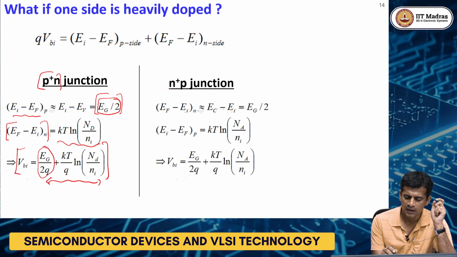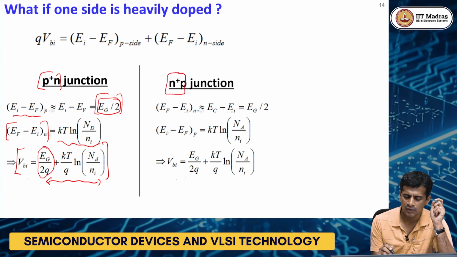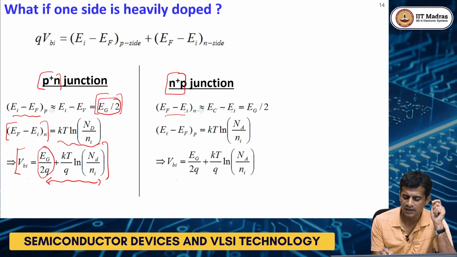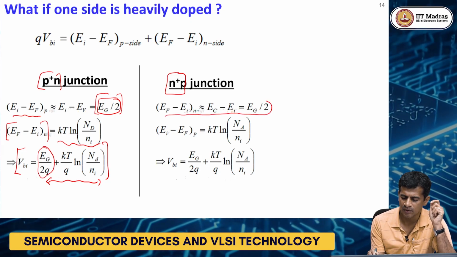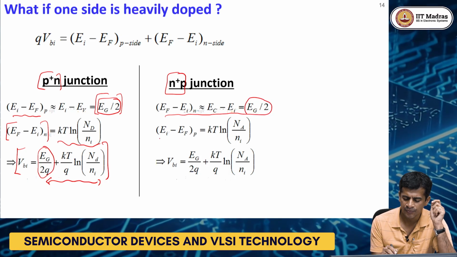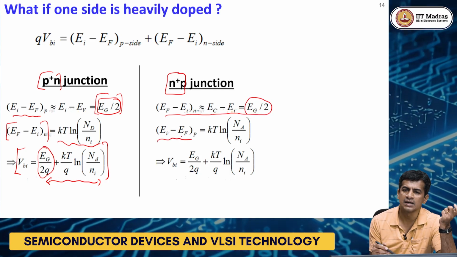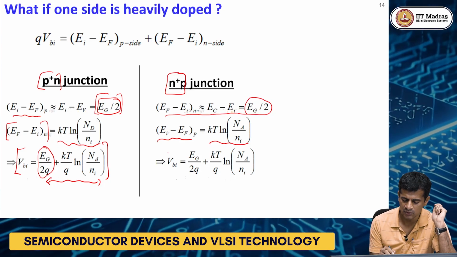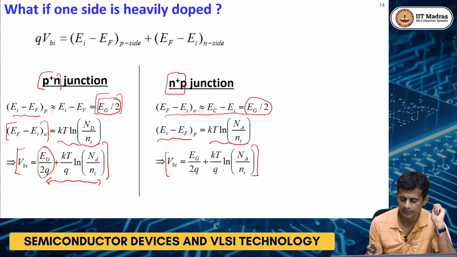On the other hand, suppose it is an N plus P junction. Then you can assume the Fermi level is inside the conduction band or at the conduction band here. That is why it is Eg by 2 here. But the p-type side is lightly doped, so you can still assume the Boltzmann approximation. So again, the VBI is somewhere here.